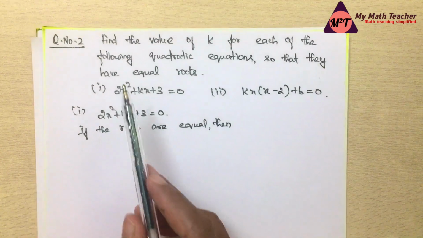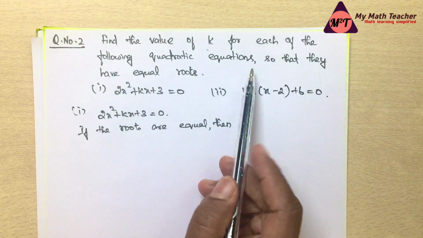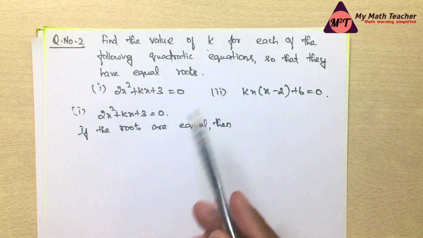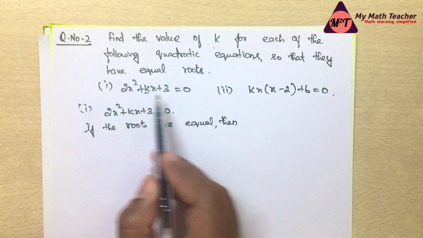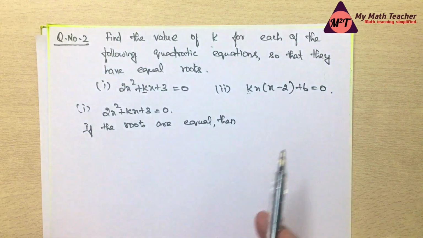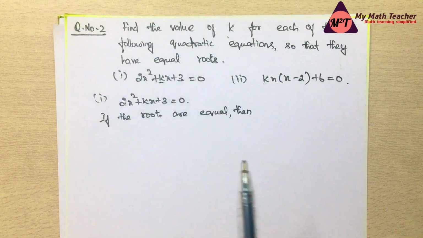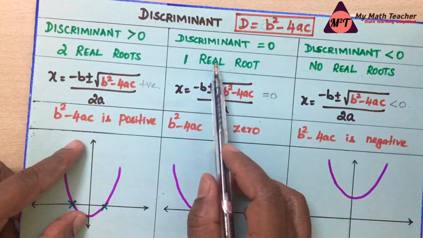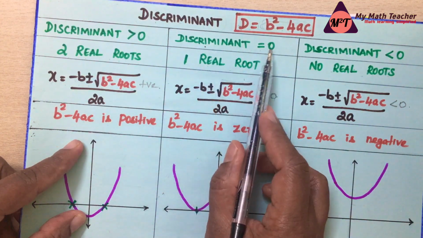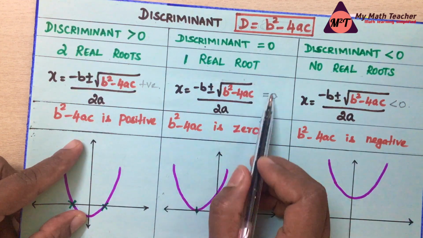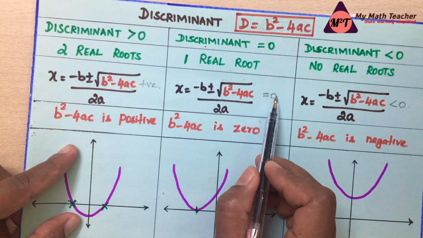The second question. Find the value of k of each of the following quadratic equations so that they have equal roots. As you can see, the variable k is present here and here as well in the second one. Now what is the condition they have given? It contains equal roots. We know that if equal roots, what is the meaning? Discriminant is equal to 0. What is the actual meaning? b square minus 4ac is equal to 0.